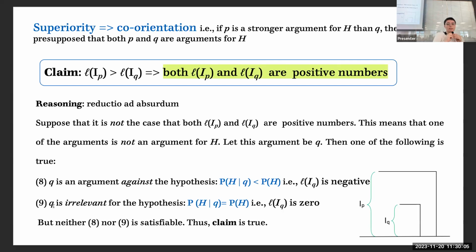Why? Because if the length of the interval associated with an argument Q is zero, then the interval is going to collapse to the bottom line of the scale, which would make the interval not represented on the scale either. So none of this is satisfiable. Thus, our claim is true.